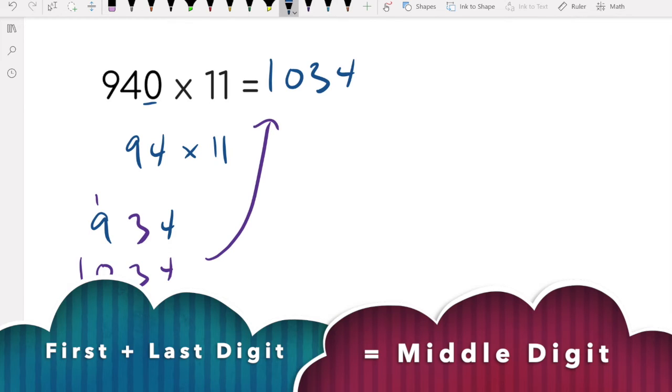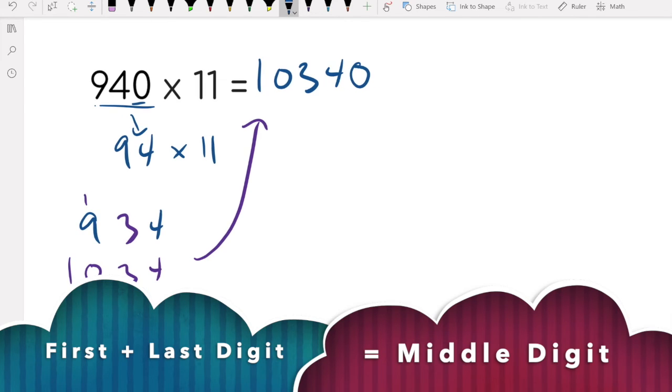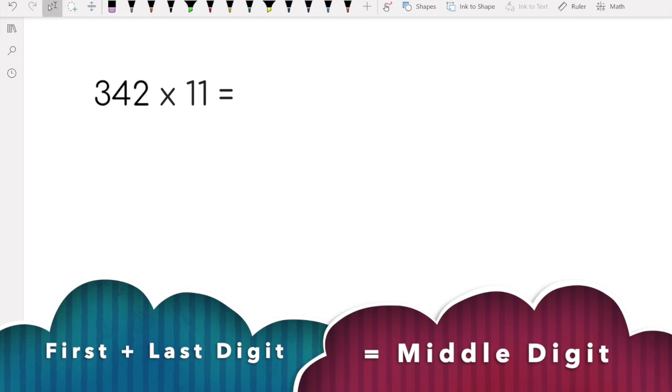Now, you could use estimation and think that if this number was 1,000, and 1,000 times 11 would be like 11,000, or you could realize you divided by 10 to make this 94, so I need to multiply by 10 to undo that. So I'm just going to add a 0 here. Either way you think about it, this number makes sense. 10,340.